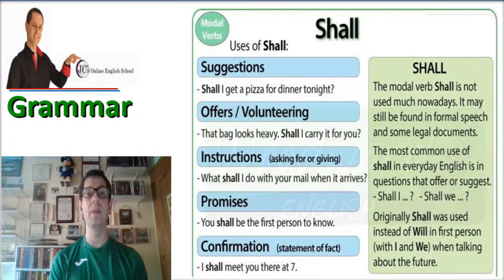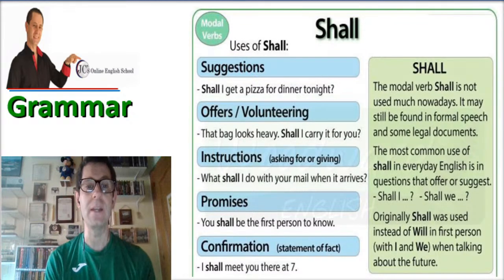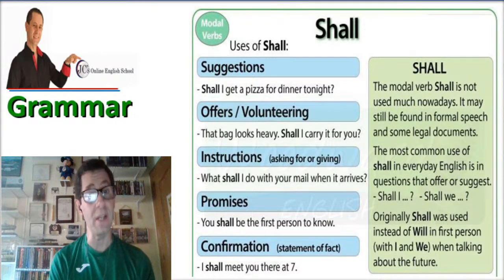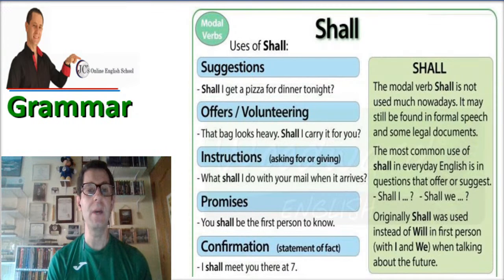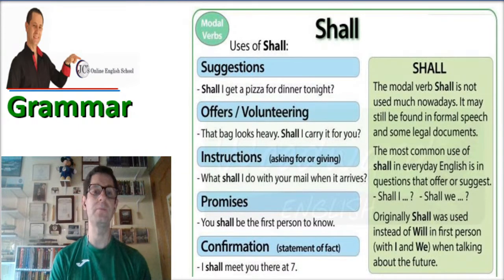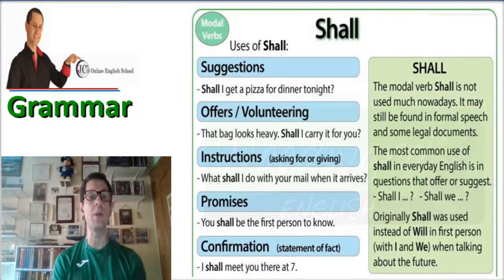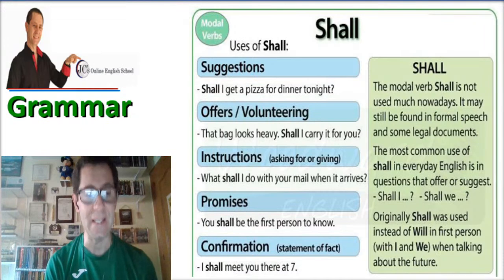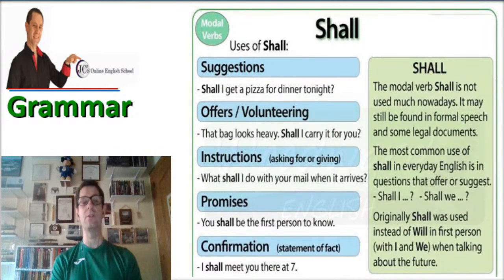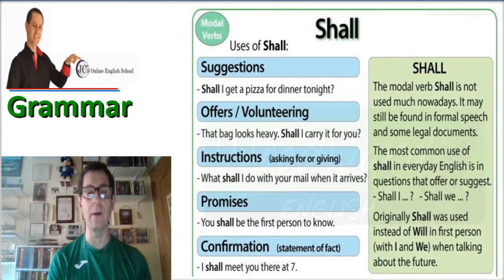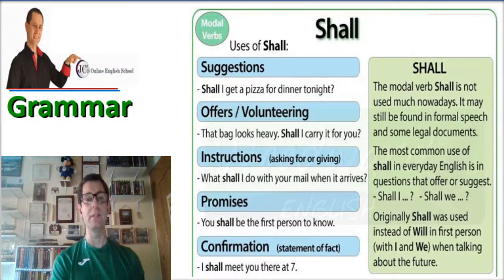Now, a little bit more information about shall is that this verb is not used much nowadays. It is true. You don't hear it very often. You still hear it, but not as often as in the past. It may still be found in formal speech and some legal documents. The most common use of shall in everyday English is in questions that offer or suggest. For instance, shall I or shall we? So remember, it is normally used with the first person, singular and plural, I or we.